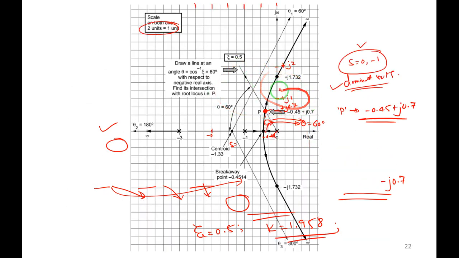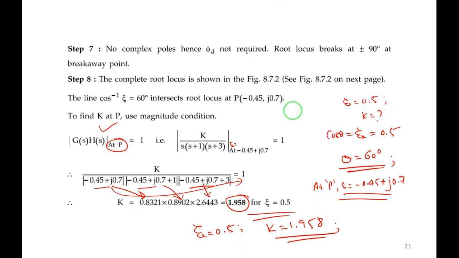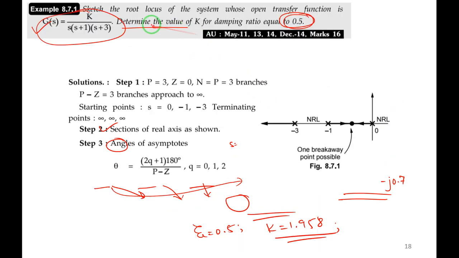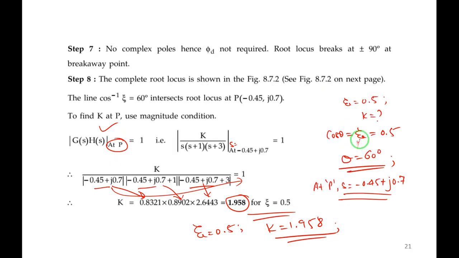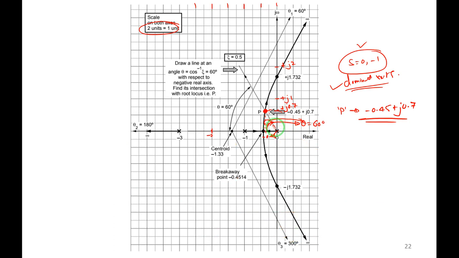Sketching the root locus and commenting on stability, this problem we have done. The additional thing I have added to this question is to determine the value of k for z equal to 0.5. How to calculate that I have told you. We know that cos theta equals z, so it is 0.5, and theta is 60 degrees. So draw a line here like this. This is 60 degrees, and it will intersect the root locus at this point.